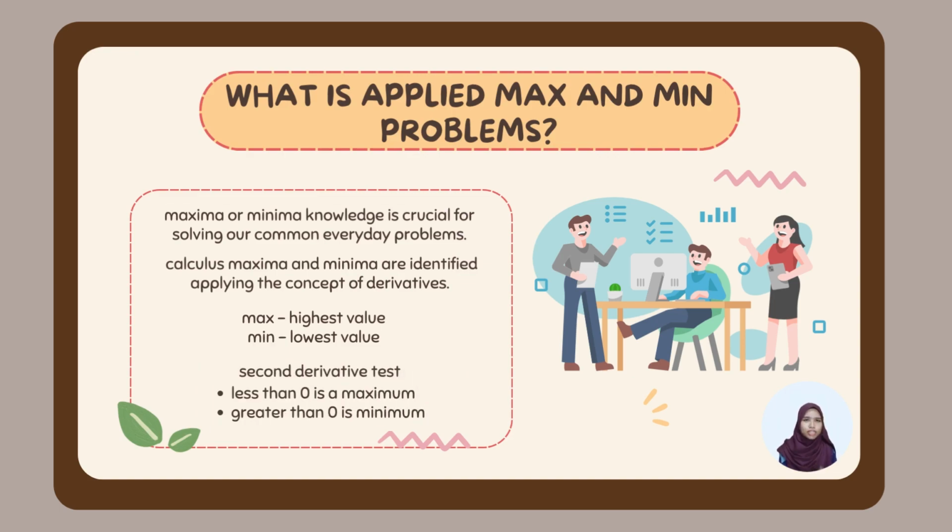Next, what is applied maximum and minimum problem? As we know, maximum and minimum is important to solve our problem. Maximum is the highest value, while minimum is the lowest value. To identify the maximum and minimum, we need to apply the second derivative test. If the value is less than 0, then it is maximum. But if the value is greater than 0, then it is minimum.